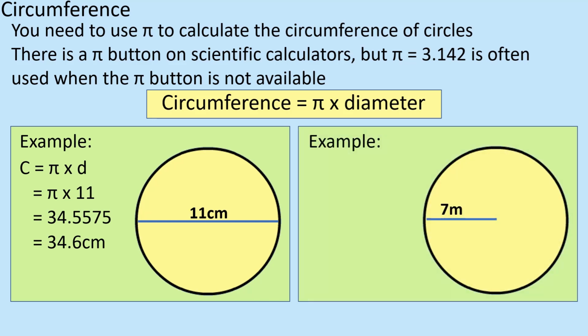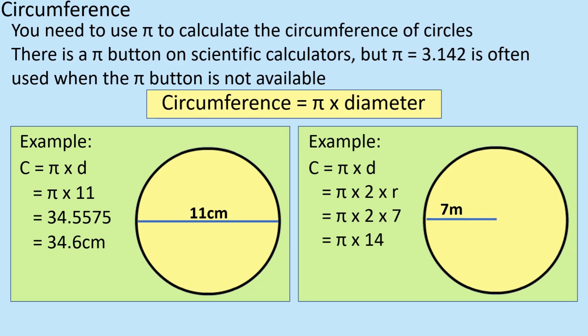If you were given the radius, something to be mindful of is that we still want to have the diameter to be able to do it, but of course the radius is only half of the diameter, so I need to double that to get the diameter. So I would do pi times diameter, but of course the diameter is 2 lots of the radius. So pi times 2 times 7. You can see that written there. Or you could do 2 times 7 first, it doesn't matter. That's going to give you 14 times pi.